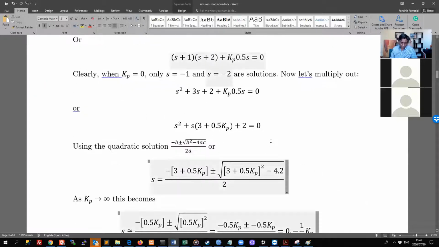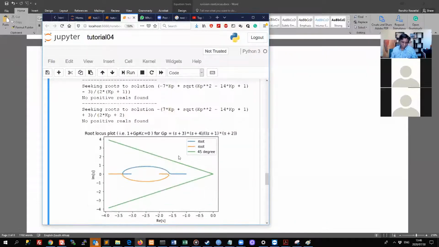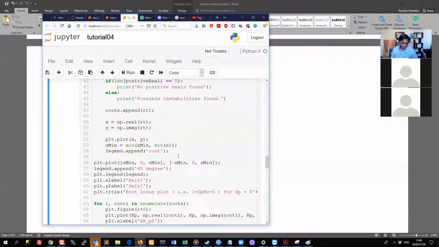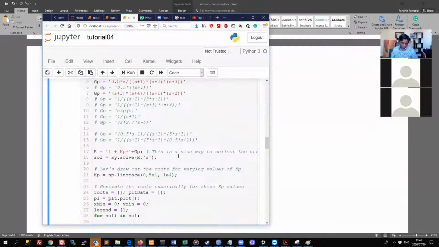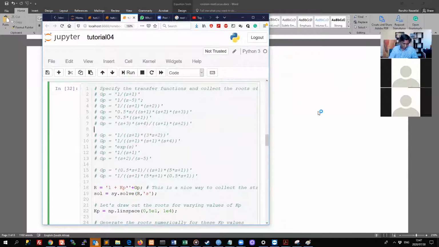And to validate this, we can go over to the brute force way of generating this plot. Remember, I wrote this code which will plot any function. So I'm just going to list this function. GP equals 0.5 times S over S plus 1 times S plus 2.